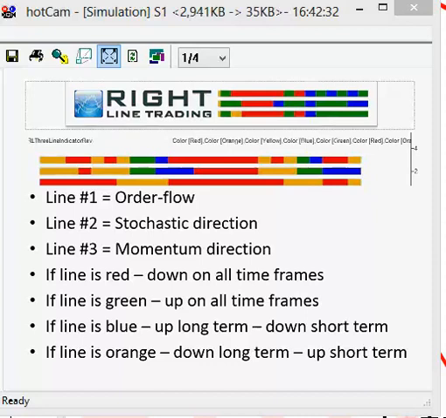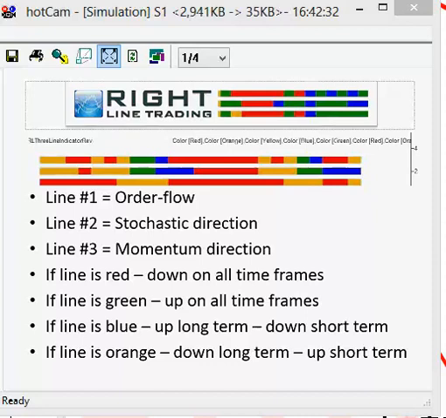Now, all of this is something that you don't really have to think about because the pertinent data is projected directly onto the price bars. So you don't even have to look down at the 3-line. The data, order flow, stochastic, and momentum are all projected directly onto the price bars. So you really don't even have to sit there with a crosshair and see whether you have 3 red lines, 3 green lines, 2 green lines and a blue line. All that relevant data is projected up for you.